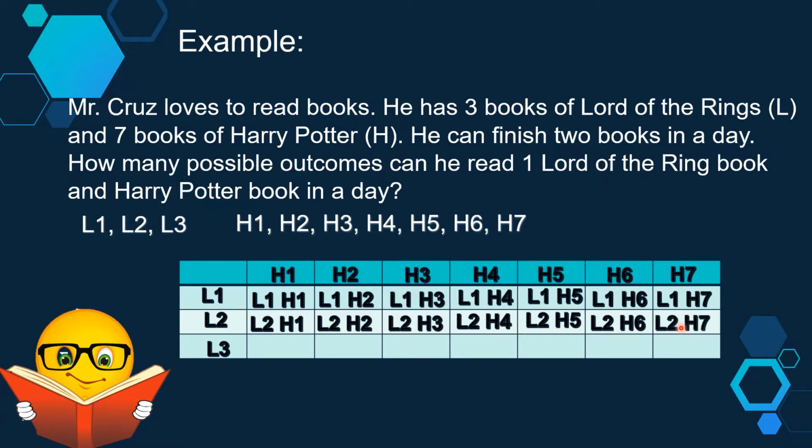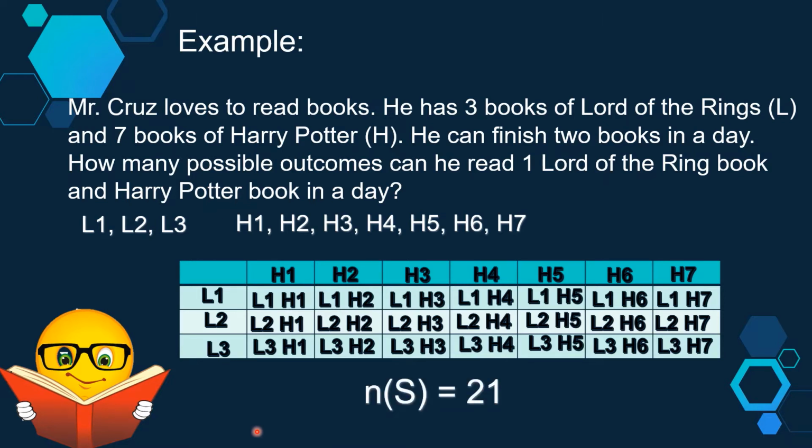And on the last row, we have L3, H1; L3, H2; L3, H3; L3, H4; L3, H5; L3, H6; and L3, H7. These are all the possible outcomes. Now, how many possible outcomes do we have? Correct. So there are 21 possible outcomes.